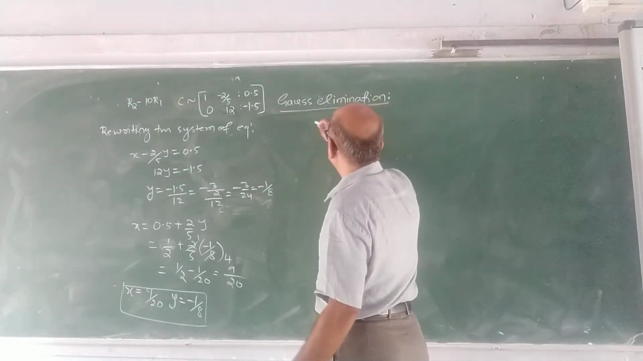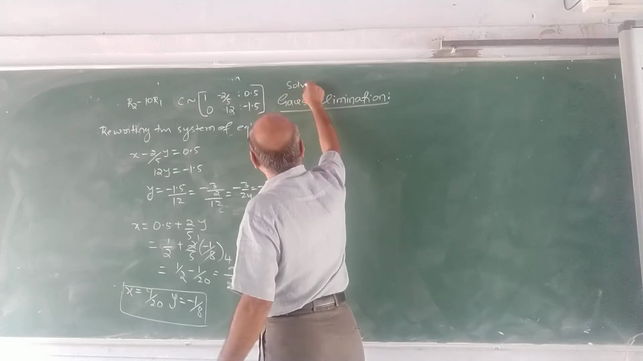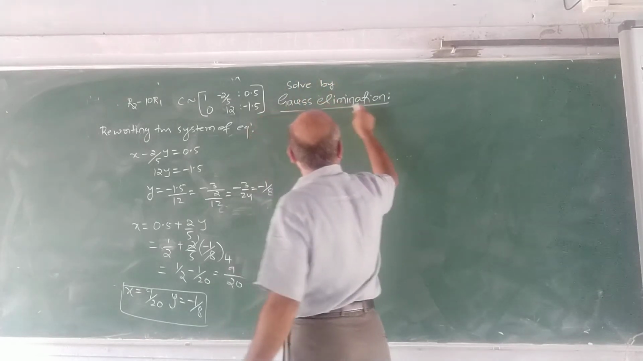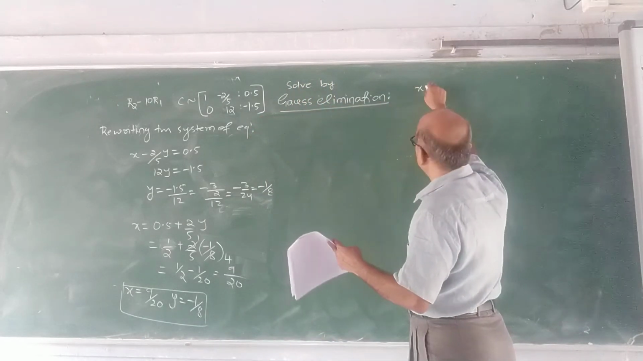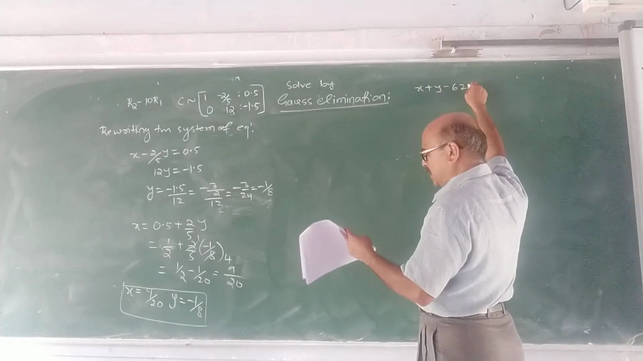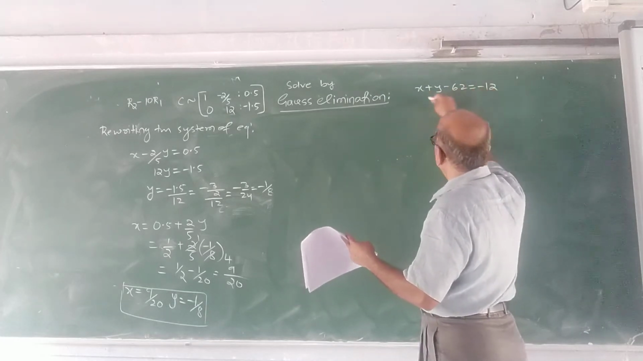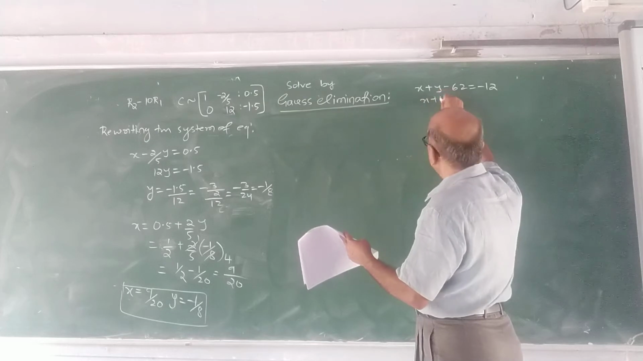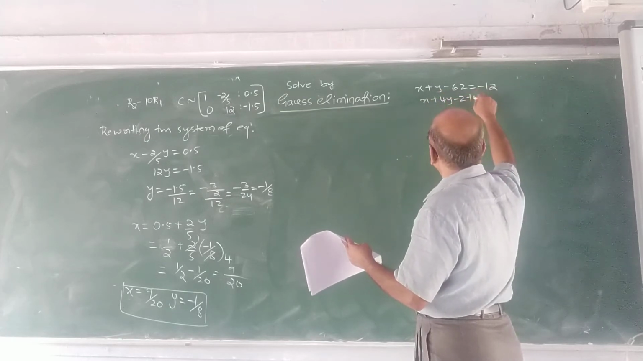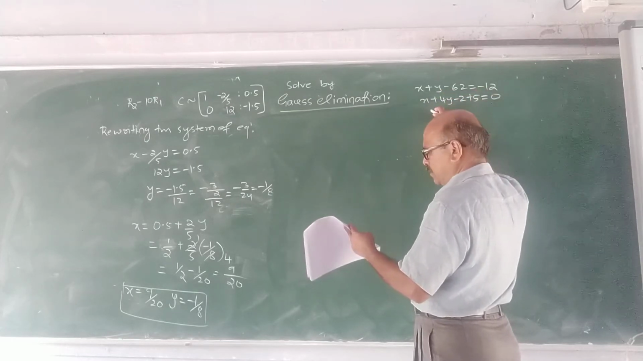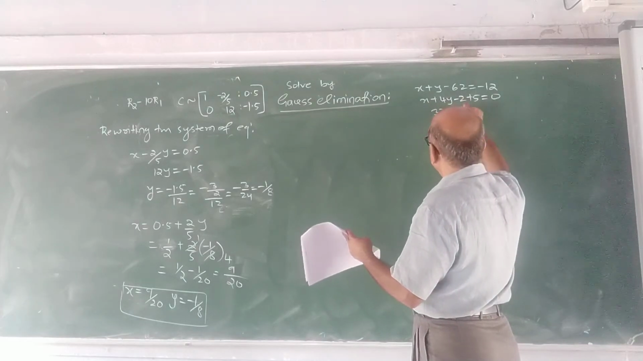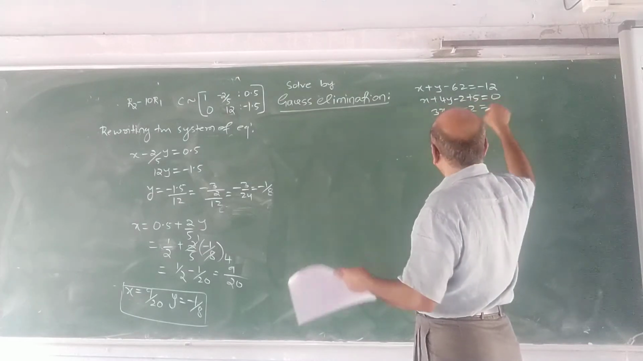So by Gauss elimination method, the system of equations is x plus y minus 6z is minus 12, x plus 4y minus z plus 5 is 0, 3x minus y minus z is equal to 4.